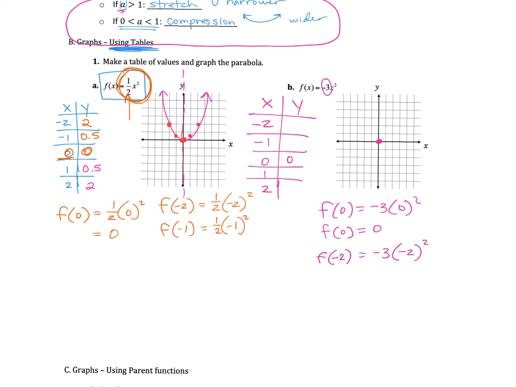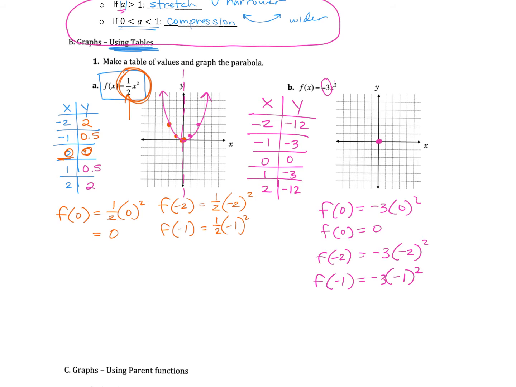-2 squared is 4. 4 times -3 is -12. Okay, plug in f of -1. -3 times -1 squared is what? -3. Yep. So then plug in the positive. -3 times 1 squared is -3 again. -3 times 2 squared is -12 again, okay?